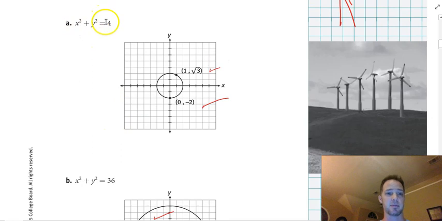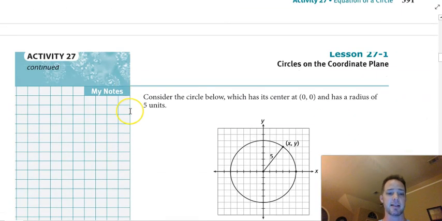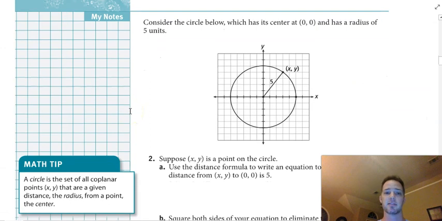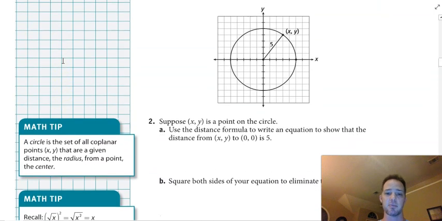a squared plus b squared equals what looks to be c squared here. Same thing. Looks like the Pythagorean theorem is going to help us with this a lot. So now it says consider the circle below, which has its center at 0, 0 and a radius of 5 units. Suppose x, y is a point on the circle. Use the distance formula to write an equation that shows the distance from x, y to 0, 0 is 5. So I know the distance is 5.